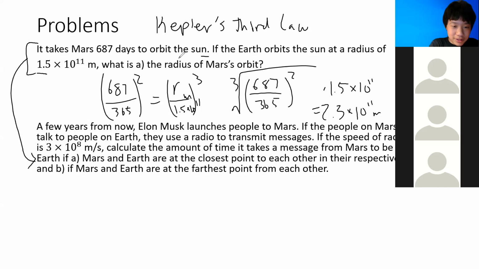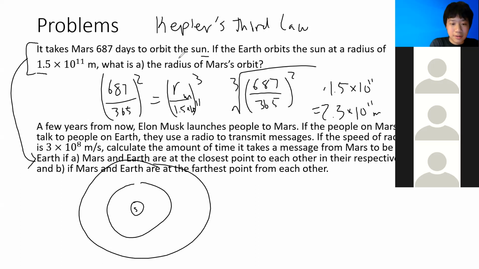So let's first look at when Mars and Earth are closest to each other. So let's say this is the Sun, and this is the Earth's orbit, and this is the Mars's orbit. When they're closest to each other, they're exactly aligned like this. So this is basically the radius of Mars minus the radius of Earth. So that will get the shortest distance they're from each other. So using this answer with this part, we're going to get 2.3 minus 1.5, and then we're going to multiply that by 10 to the 11th. So what is this? 8 times 10 to the 10th.